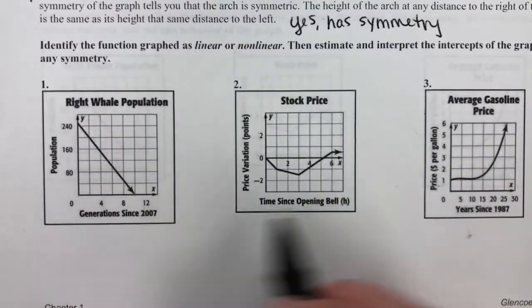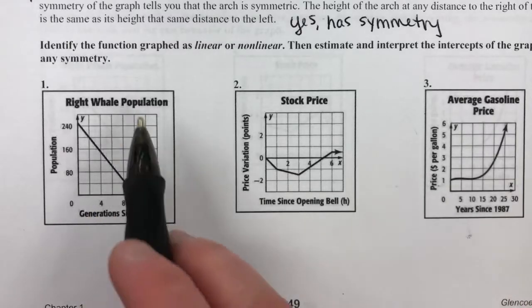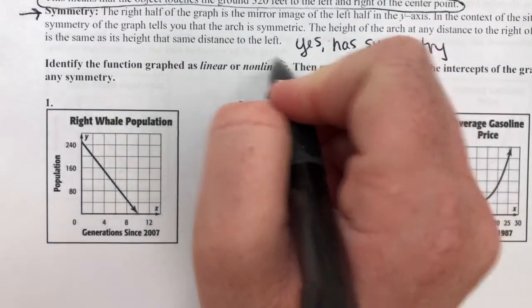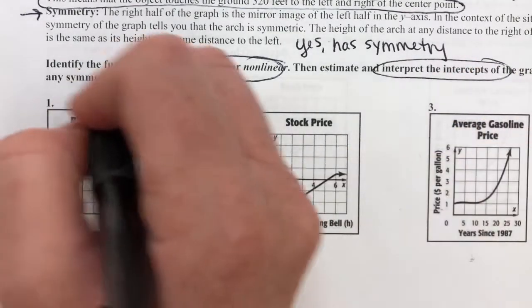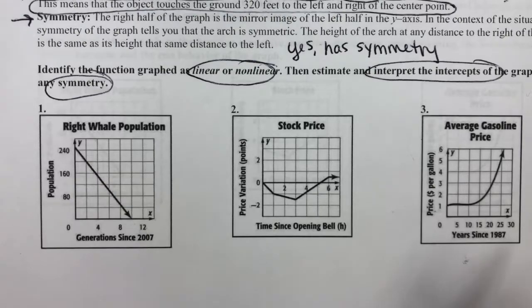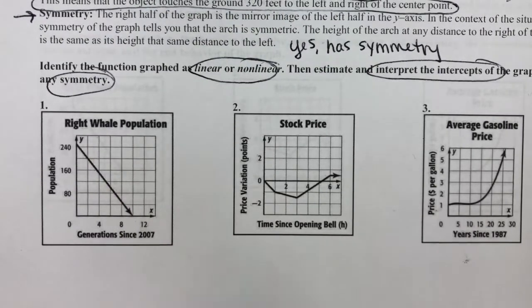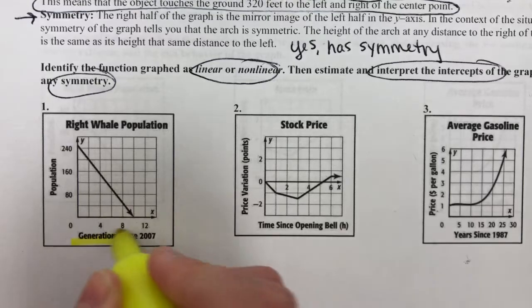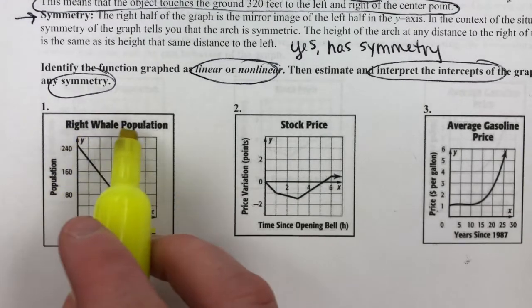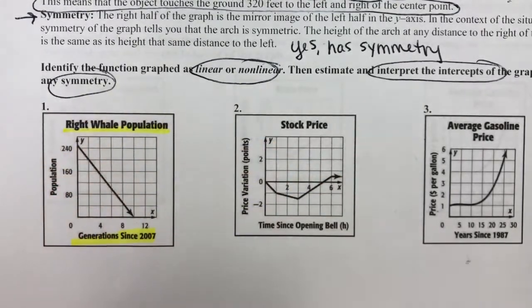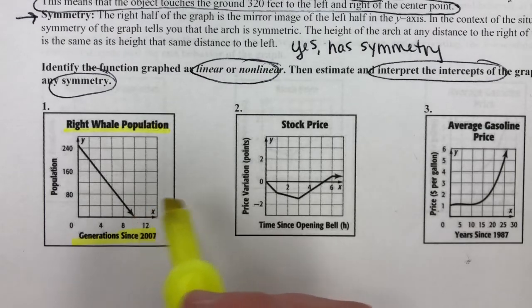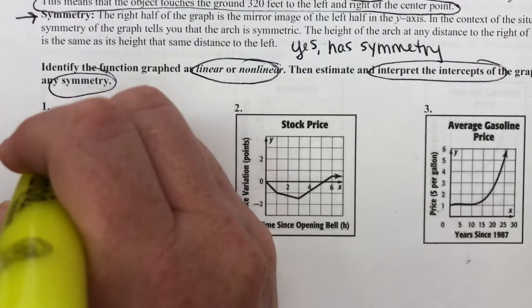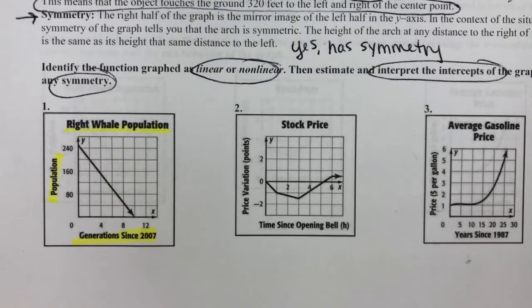Okay, then if we look at these graphs real quick on the bottom, it says identify each function as linear or nonlinear, interpret the intercepts, and interpret the symmetry. So we're just looking at those three things. For this first graph on the bottom, it's generations since 2007, generations of the right whale population. When I first read that, I skipped over the whale part, and I was like, there's been 12 generations since 2007? That's crazy, but whales, you know, they're different than us. And then the population is on the y-axis.